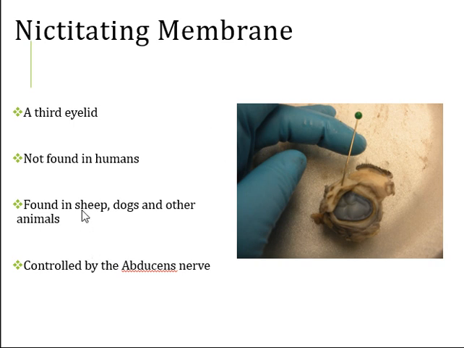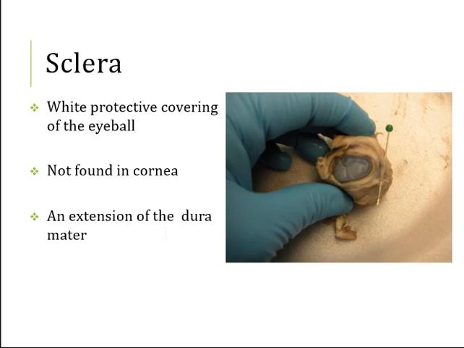And then we have the sclera, which humans do have. Ours is whiter than animals'. Aside from this being a preserved eye, it would be whiter in humans anyway if we were dissecting a human eyeball for whatever reason. So this is the white protective covering, not found in the cornea, and the sclera does not allow light to pass through, and it's an extension of the dura mater.